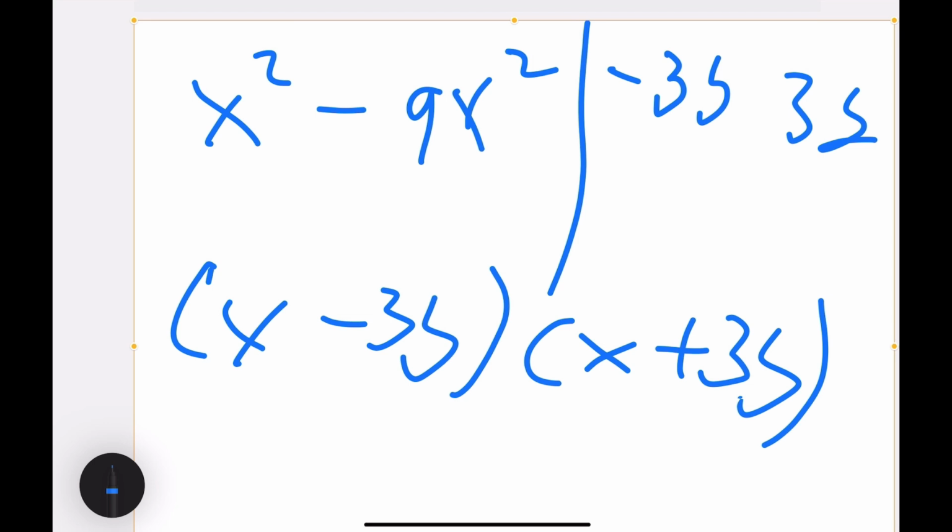And we can double check this. So x multiplied by x would be x squared, x multiplied by 3y would be 3yx, and minus 3y multiplied by x would be minus 3yx, so those would cancel each other out. And then minus 3y multiplied by 3y, well, that's going to be minus 9y squared. So we get what we started with. So that is correct. That question was similar to what we were doing before, but slightly different.